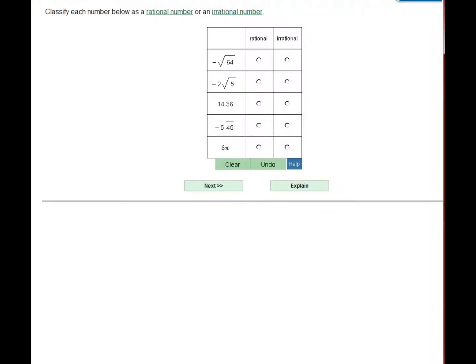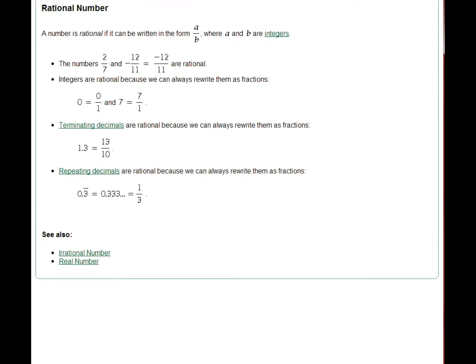Okay, so now we're going to look at the topic rational and irrational numbers. Before we do this problem, I want to review what each of those is specifically. If you click on these green highlighted terms, a definition will pop up. So we'll look at a rational number.